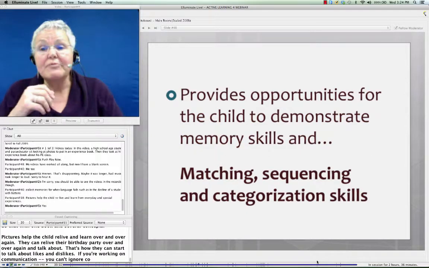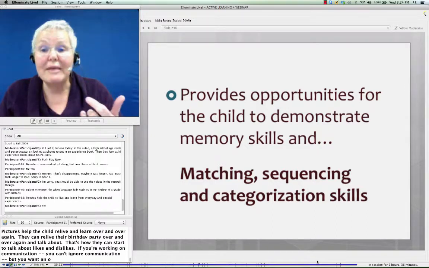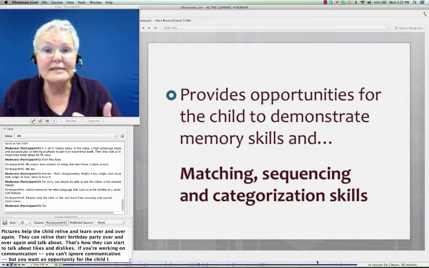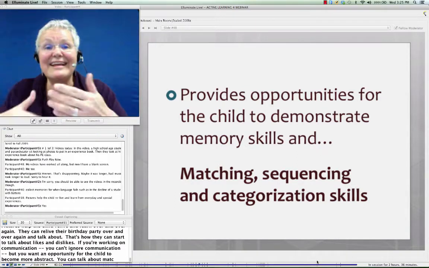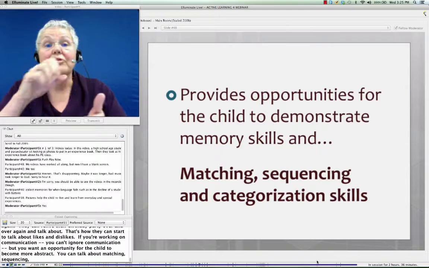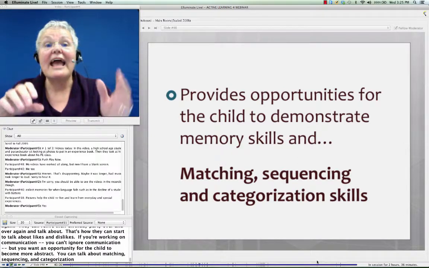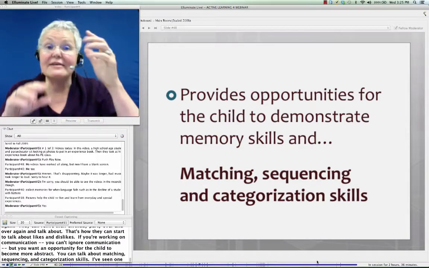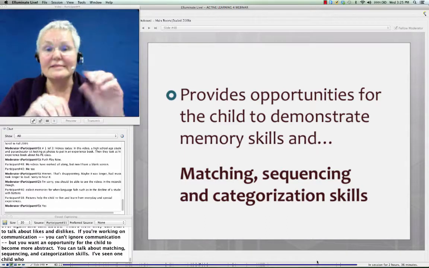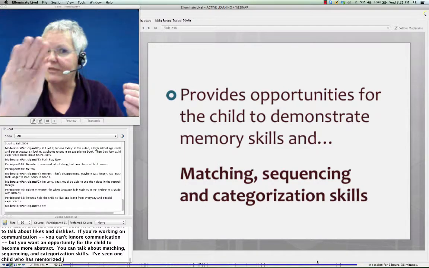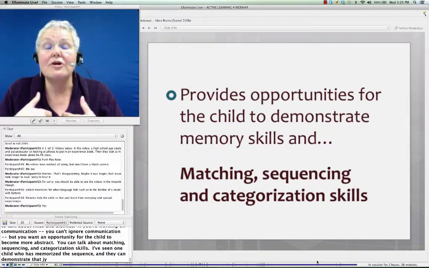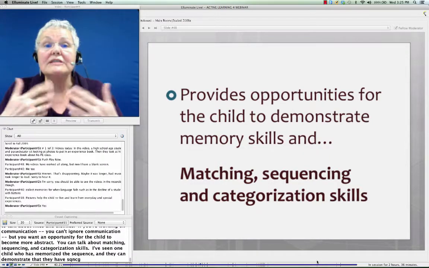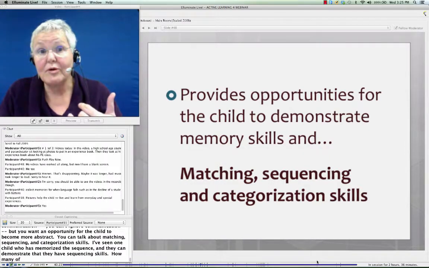It provides opportunities for the child to demonstrate memory skills, matching, sequencing, and categorization skills. I've seen families where the child has read that book again and again with the family, it's one of his favorites, and they pull all the items from the pages. And that child has memorized the sequence: I know the first one is here, the second was on the second page, and I know this goes on the third page. And they demonstrate that they have sequencing skills. How many of us are lucky enough to be able to demonstrate that a child who is nonverbal actually has sequencing skills? Not very many of us.